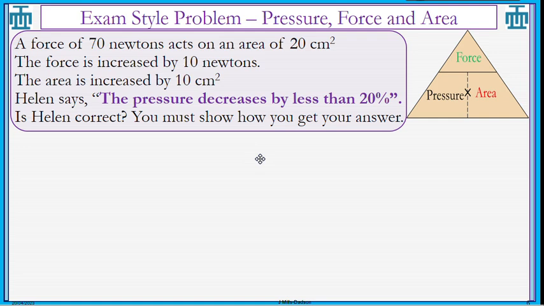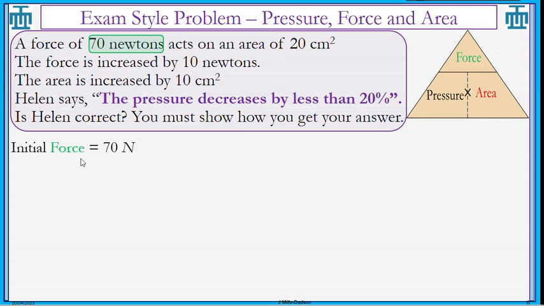The force is increased by 10 newtons. The area is also increased by 10 centimeters squared. Helen says the pressure decreases by less than 20%. Is Helen correct? You must show how you get your answer. So we need to prove whether Helen is correct or wrong. So let's start.